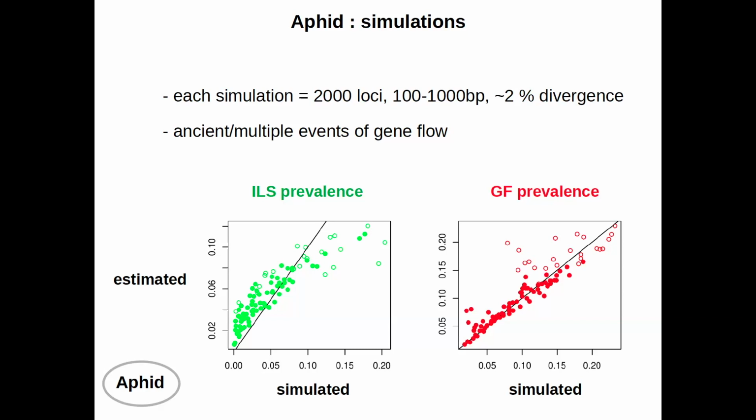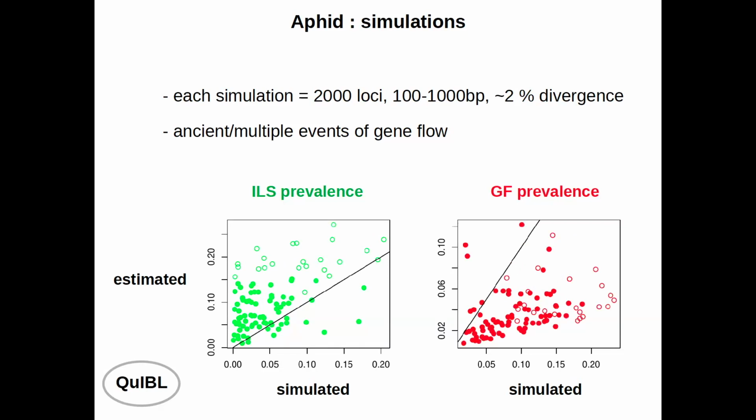And if you look at the next slide, you see the same kind of result for another method that was published 5 years ago, I think, which is called Quibble. So this is the other method that explicitly aims at distinguishing ILS from gene flow. As you can see, Quibble is very interesting theoretically. It focuses on the length of the internal branch of the observed genealogies. But yeah, with this kind of simulated data set, it doesn't really perform well.